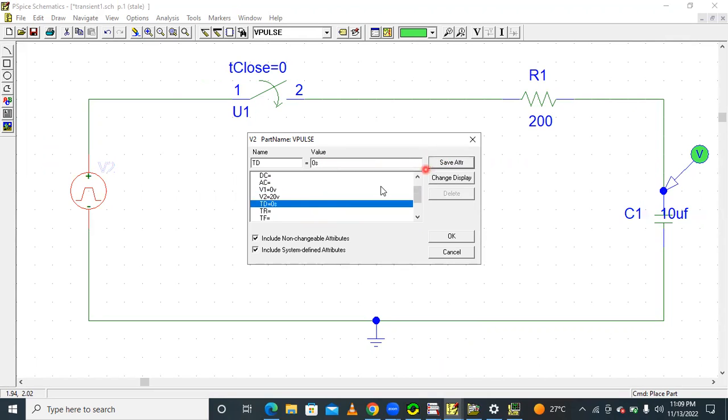Rise time is 1 microsecond. Rise time and fall time are both the same: rise time 1 microsecond, and fall time is also 1 microsecond. That's the cycle. And after this, next the pulse width. Pulse width is equal to 5 milliseconds according to the question.